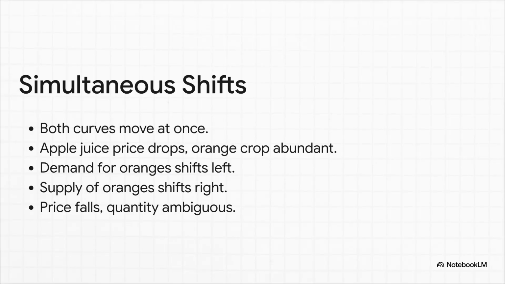Now things get a little spicy when both curves move at the exact same time. Imagine the price of apple juice falls dramatically, and, simultaneously, there's just an incredibly abundant orange crop. Well, apple juice is a substitute for orange juice, right? Since the substitute is suddenly cheaper, demand for oranges shifts left. People want the cheaper apple juice. But at the exact same time, that abundant crop means the supply of oranges shifts right. When you combine a drop in demand with a huge surge in supply, the price is absolutely guaranteed to plummet. But the total quantity sold? Well, that depends entirely on which shift was actually bigger. So the final quantity is what we call ambiguous.